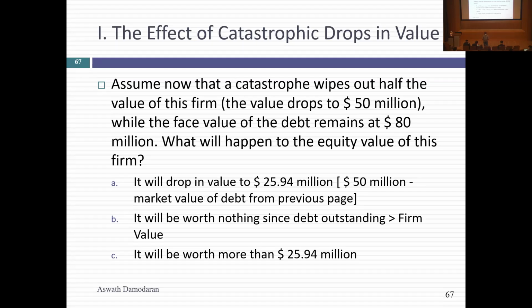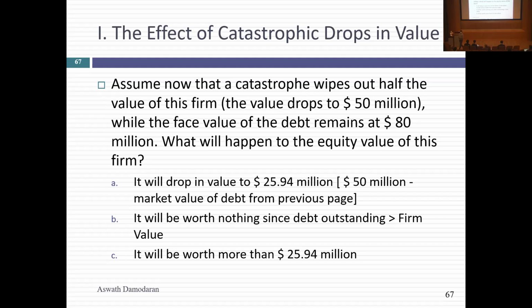Bad news, obviously, right? But I have a very simple, pragmatic question. The value of the equity before this happened was 75.94 million. You've now lost 50 million of the firm value. What will happen to the value of your equity after this catastrophe? And I'll give you the choices. It'll drop by exactly 50 million. It'll drop by less than 50 million. Or maybe you listen to your accountants and they say book values turn negative, it drops to zero. So what do you think the right answer is? That the value of the equity dropped by 50 million, less than 50 million, more than 50 million?